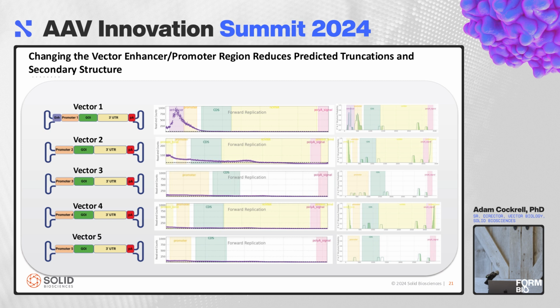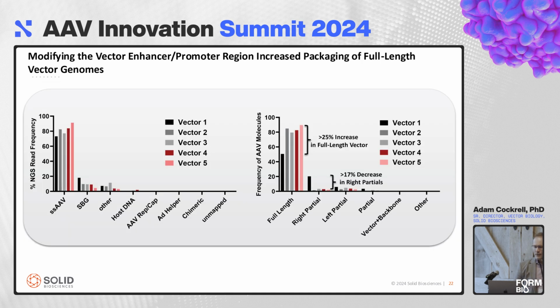These are the secondary structure predictions. When we changed out the promoters, you can see that a lot of this in the prediction models goes away in this region, so in the promoter region. When we look at the real-life data of that being packaged into the vector particle populations, it's very interesting. Similar to what I showed you earlier, this is just the single-stranded AAVs, and then the snapback genomes. You can start to see that there are differences that fall out with vector 1 versus the others here.